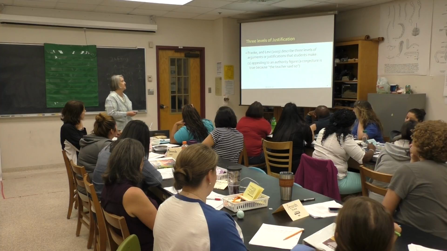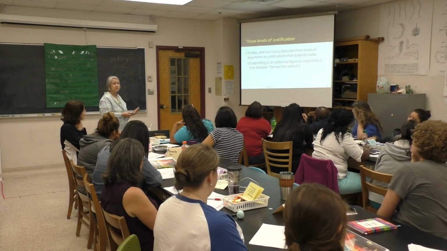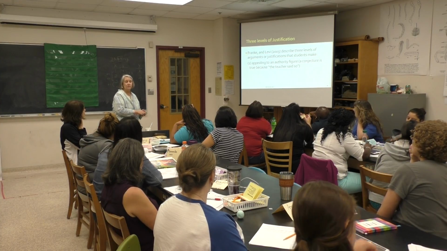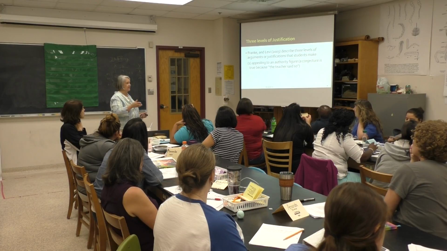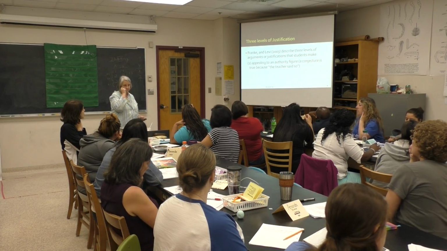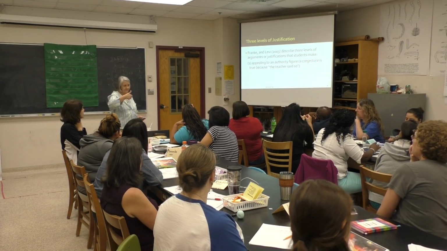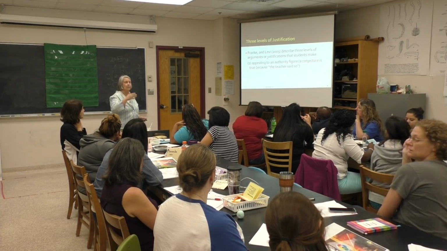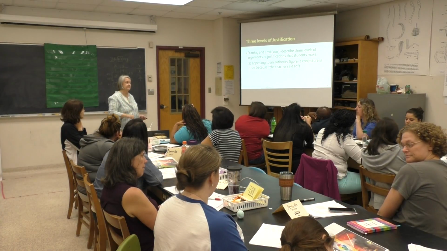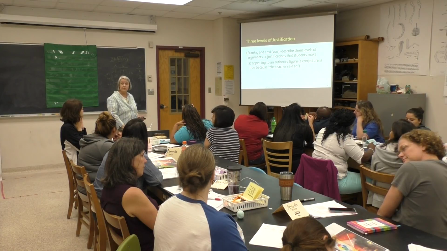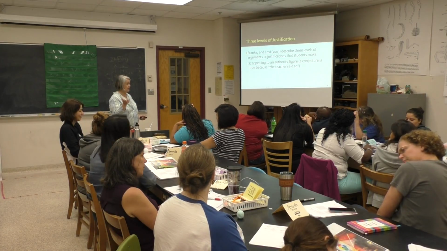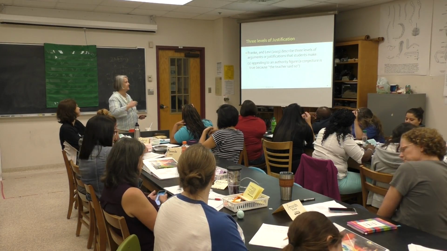Now, according to Frank and Levy, there's 3 levels of justification. The first one is appealing to an authority figure. It's just true because the teacher said so. And you all have told me one of those things. How do you divide fractions? Flip and multiply. Why? Because the teacher told you so. She didn't explain it, she just said, this is how you do it, okay?